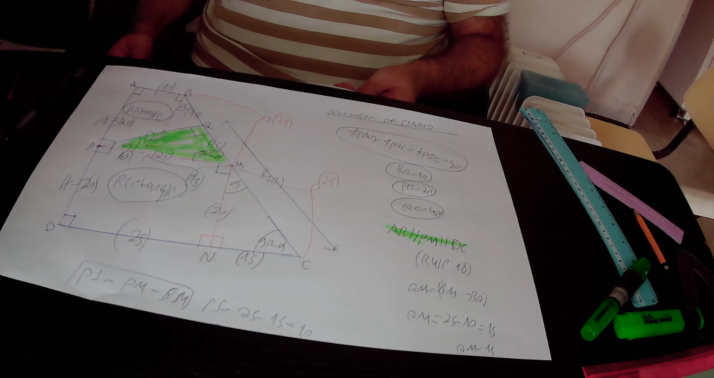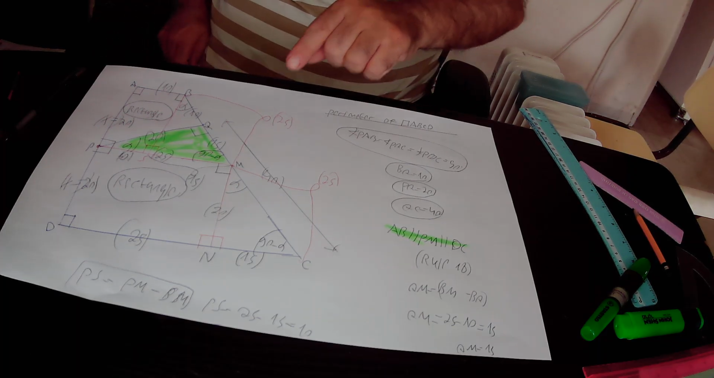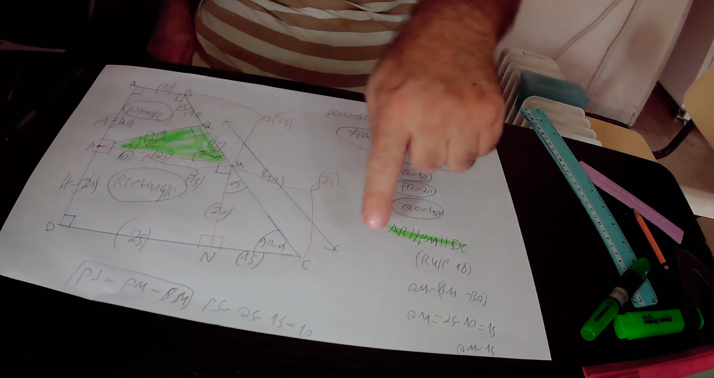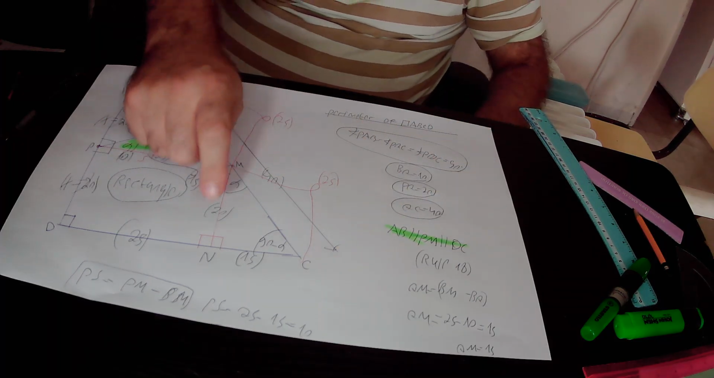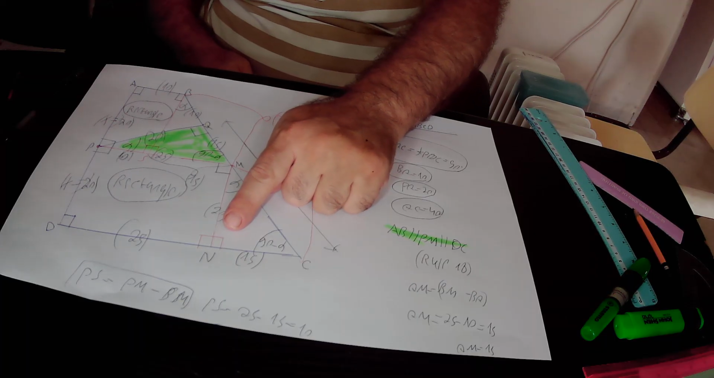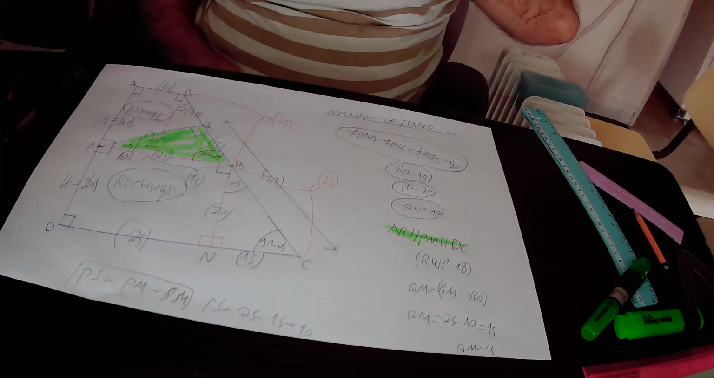In the next step, we did another construction. From point M, we draw a perpendicular on BC, and again from point M, a perpendicular on DC. So this angle equals 90 degrees, and this angle also equals 90 degrees according to our construction. We define the touching point of the perpendicular from point M and DC as point N.